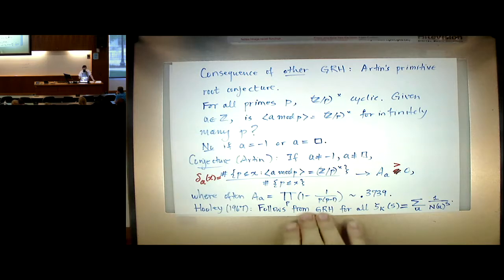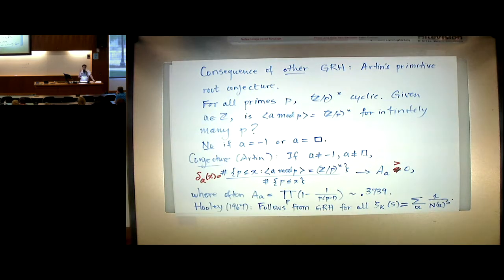Hooley showed that this holds if you use the generalized Riemann hypothesis, not for the Dirichlet L-functions, but for the zeta functions of number fields. For those taking the algebraic number theory course, or who already know it, this is the zeta function of a number field. It's the sum over the non-zero ideals of 1 over the norm of the ideal, which is an integer, to the s power. If k is the rationals, this is the sum over positive integers of 1 over n to the s, so this generalizes the Riemann zeta function to all number fields. It converges for real part bigger than 1, it has a functional equation, and it's expected to satisfy the generalized Riemann hypothesis.